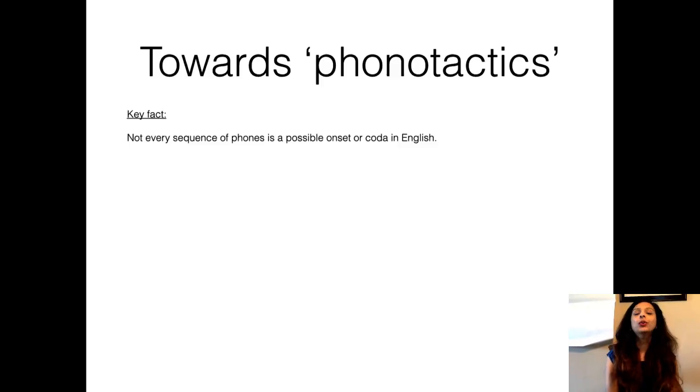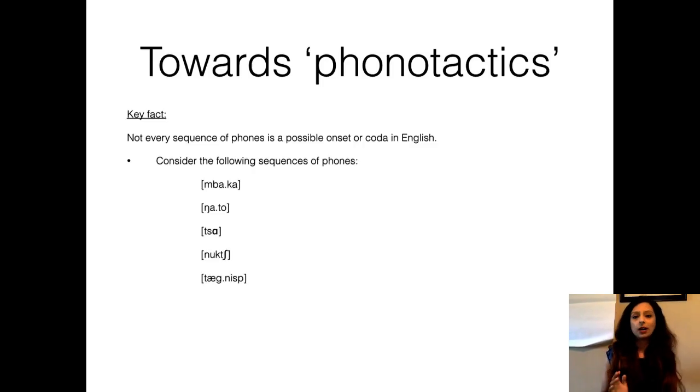Now, you know that there are some word sounds or speech sounds that are possible combinations in English, and there are some others that are not possible combinations in English. So, how do we know what is a possible onset and what is a possible coda in English?